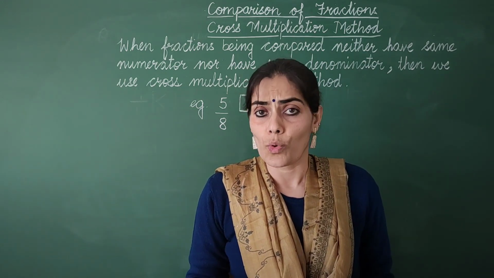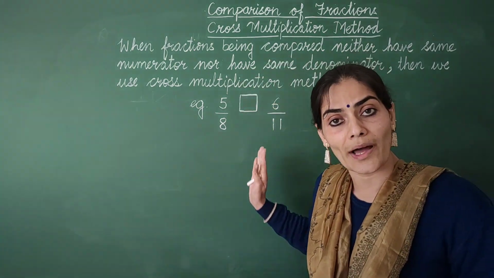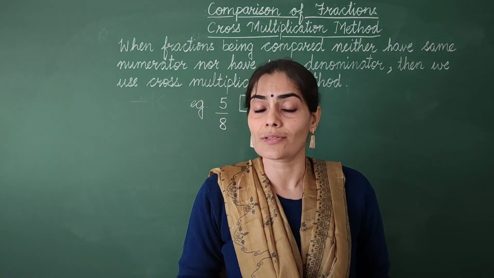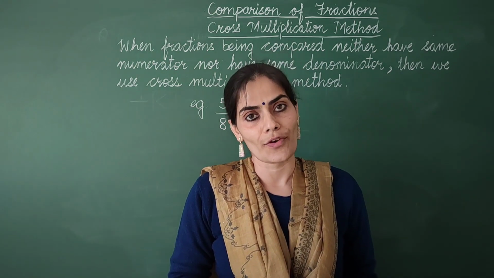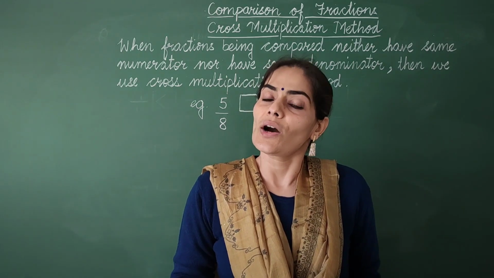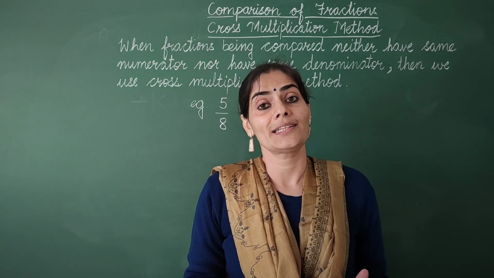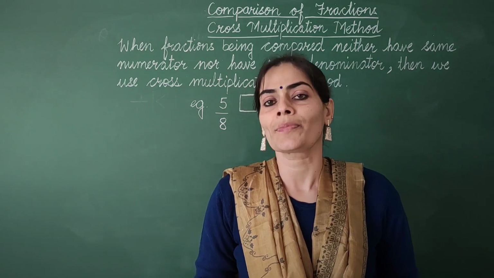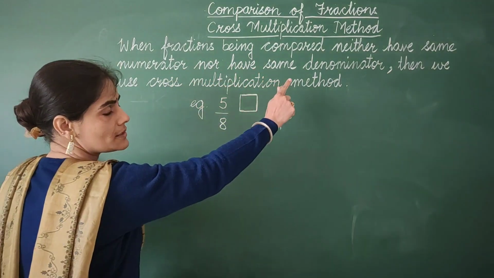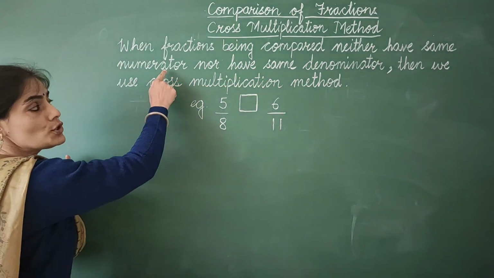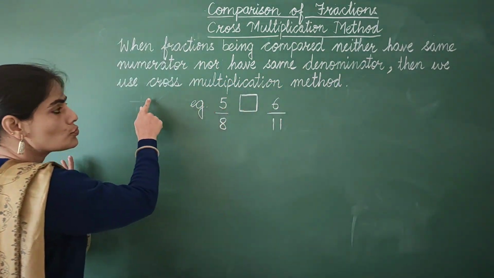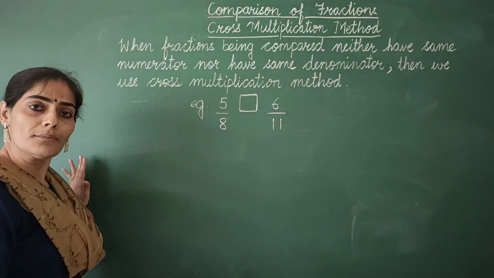But we generally avoid it because in this method we are required to make some calculations. And in these two situations we can compare the given fractions by observation only. So that is why we avoid it. But it can be applied in the other two situations also. So what have I told you? That when fractions being compared neither have same numerators nor have same denominators, then we use cross multiplication method.